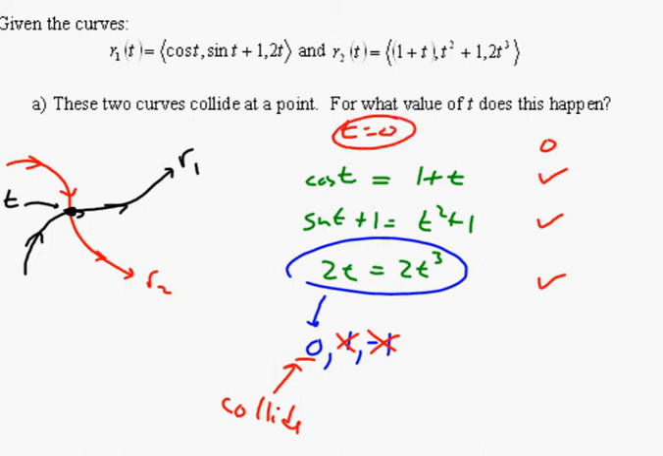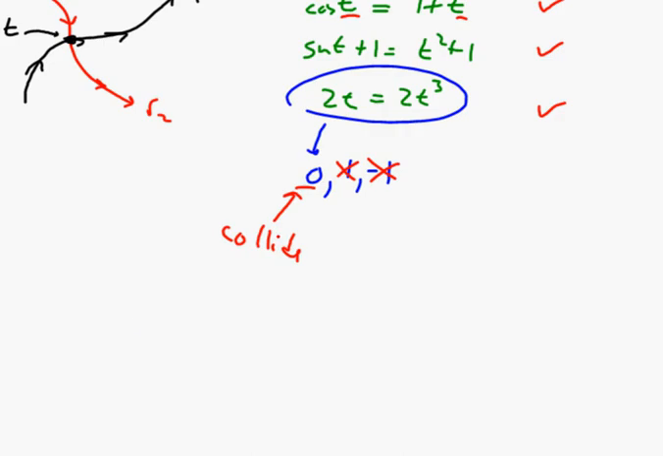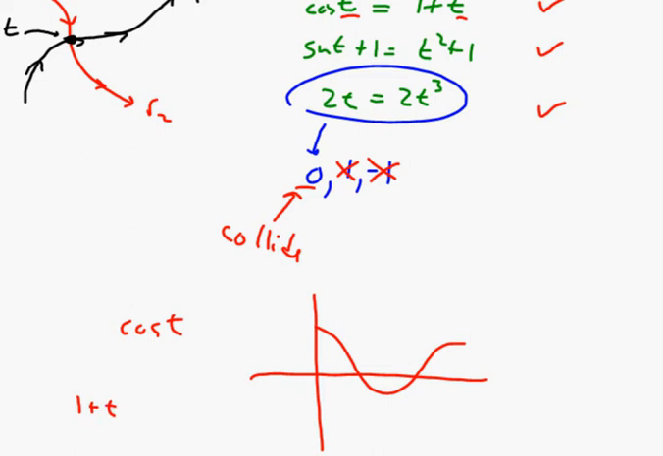Wait, you just chose 0, 1. So you can start to think about, do these paths cross in any of the places? Which means that this value of t and this value of t could be different. So let's think about that for a minute. Well, cosine of t, we thought of that as a graph by itself, looks like this. And then you have 1 plus t. It crosses at 0, and the question is, does it cross any place else? It doesn't. So that's out.